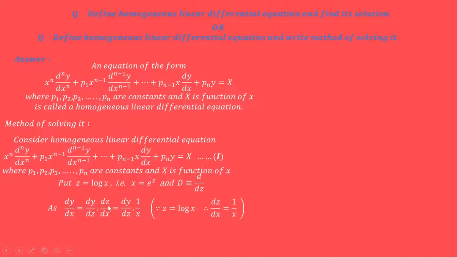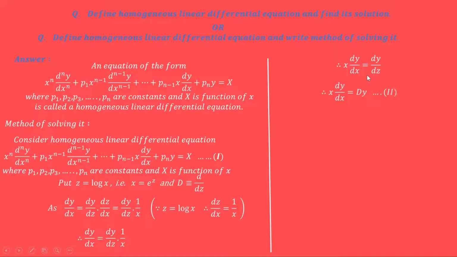Now put that value of dz by dx here. So we get dy by dx is equal to dy by dz into 1 upon x. So this is the value of dy by dx. Now transfer this x to the left hand side, so we get x dy by dx is equal to dy by dz. As d by dz is capital D, you can write this as capital D into y. Denote this as equation number 2.